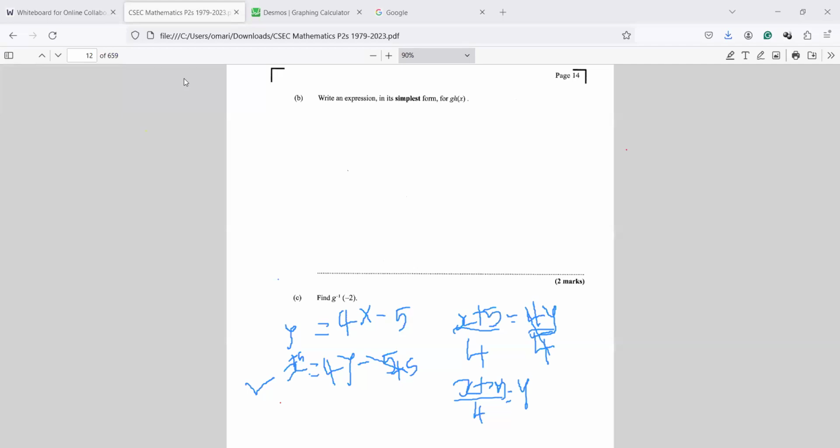So we have x, in this case -2, so -2 plus 5 divided by 4. That should give us our answer. So it's -2 plus 5, that is 3 over 4. And that's our final answer. That's your final answer, 3 over 4 or a quarter.